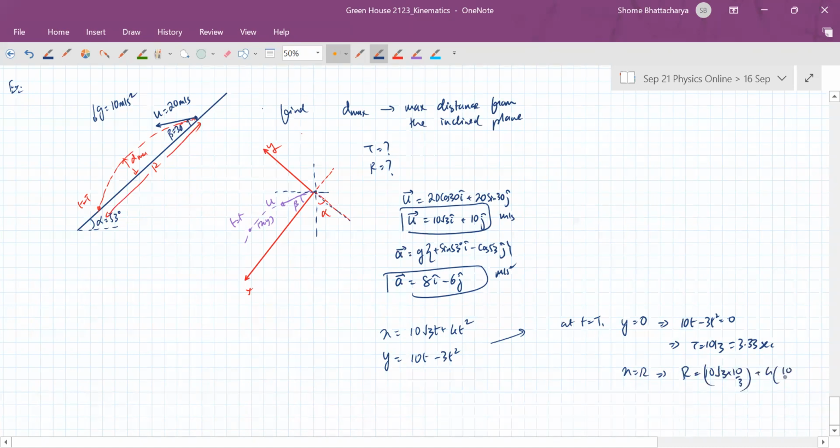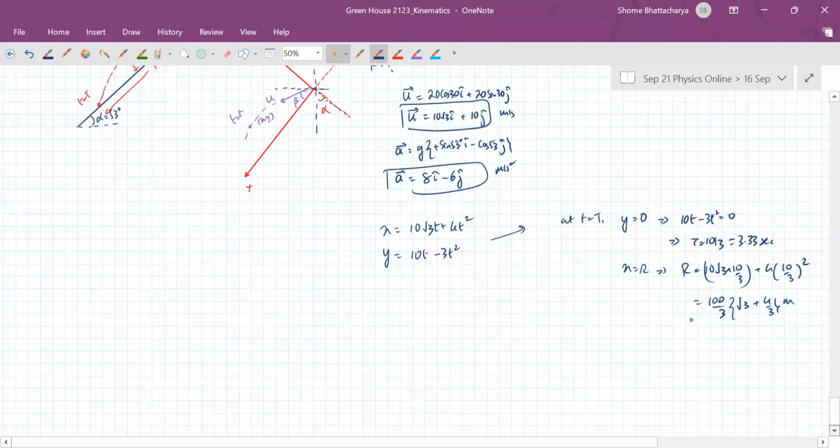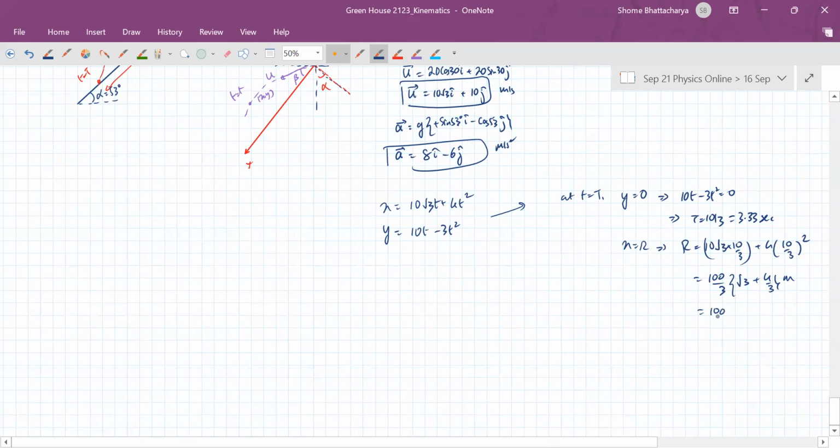X coordinate will be r, so r will become 10 root 3 into 10 by 3 plus 4 into 10 by 3 squared. So 100 by 3, if I take common, I have root 3 plus 4 by 3. So then we can solve that a little more, but basically 100 by 3 into 1.73 plus 1.33, approximately something like this. So that is the range.